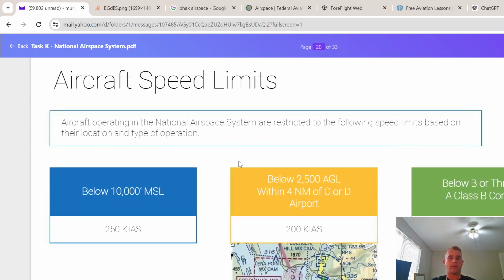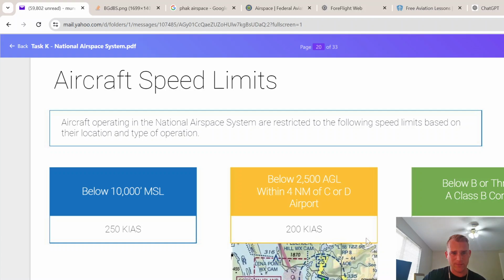Aircraft speed limits. This is really important. This is probably going to be something that's asked on your check ride. If you are below 10,000 feet MSL, the speed limit is 250 knots. If you are below 2,500 AGL, within 4 nautical miles of a Class C or D airport, 200 knots. Below a Class B or through a Class A or B corridor, 200 knots, okay?